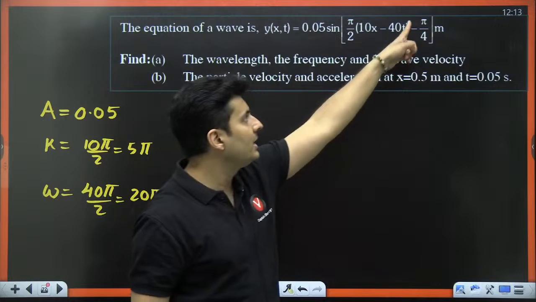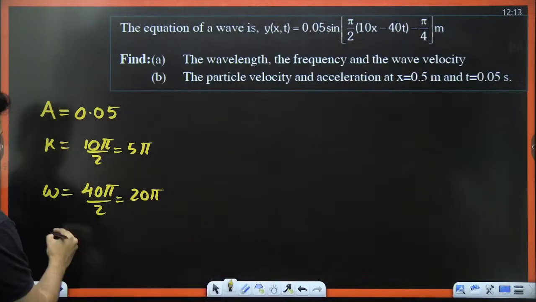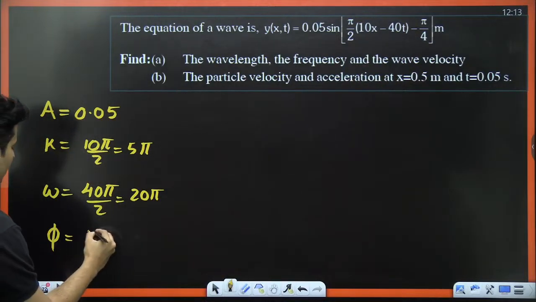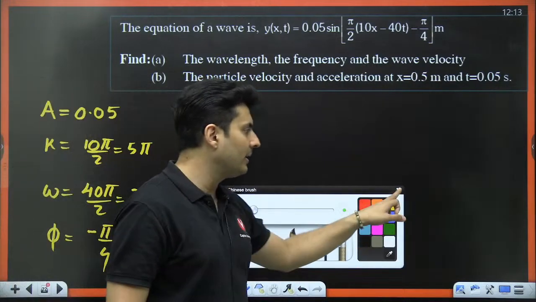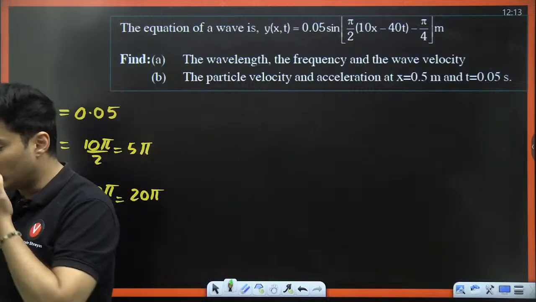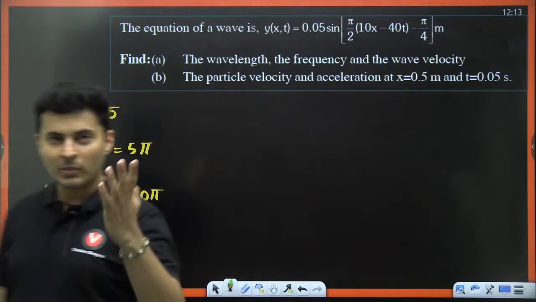The phase constant, you can see, is minus pi by 4. So we have got all the basic necessities right now. So now we can find out the wavelength, frequency, and the wave speed, right?